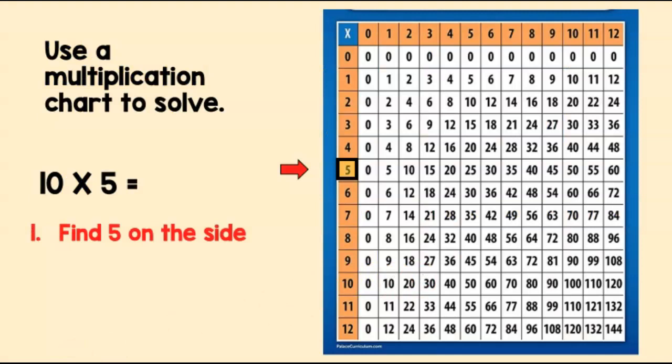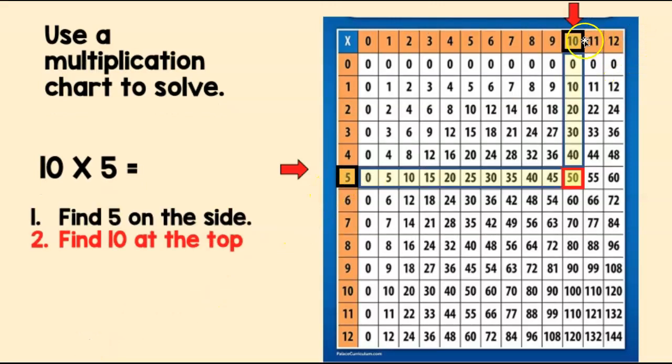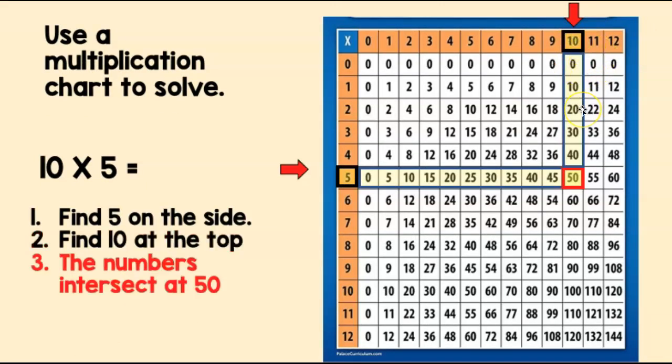Now using a multiplication chart to solve this, we have 10 times 5. So we're going to find a 5 on the side and then a 10 at the top. We look to see where those numbers intersect, and they intersect at 50. So 10 times 5 equals 50.